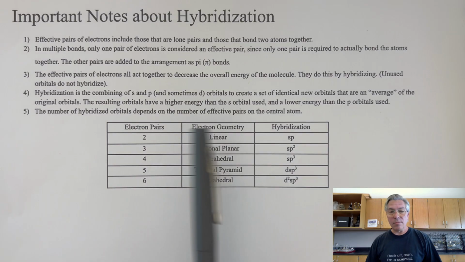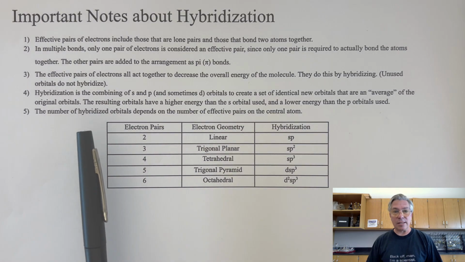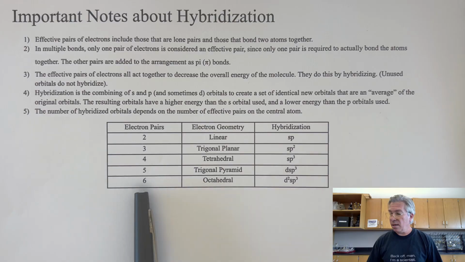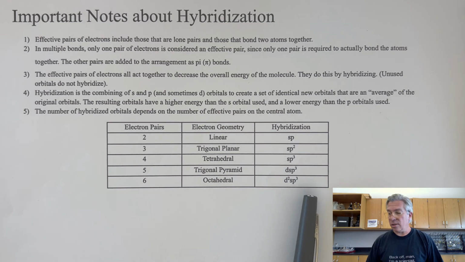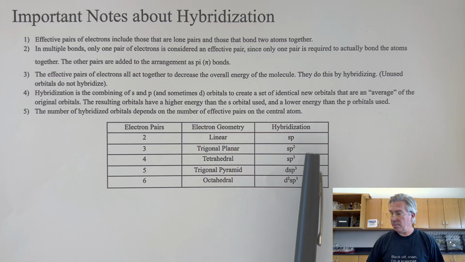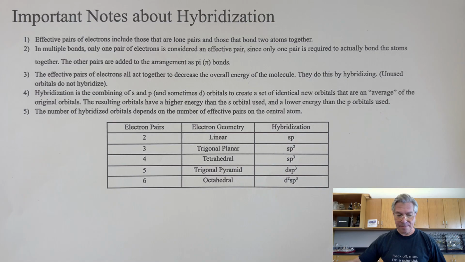Okay. Number of effective pairs. You have 5 possibilities: 2, 3, 4, 5, or 6. They correspond to the geometries we already saw, and then these hybridizations, anywhere from sp up to d2sp3.